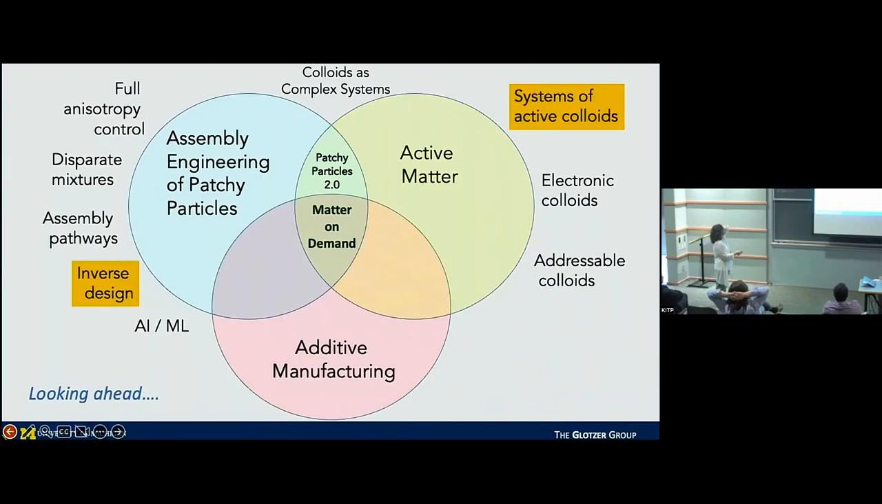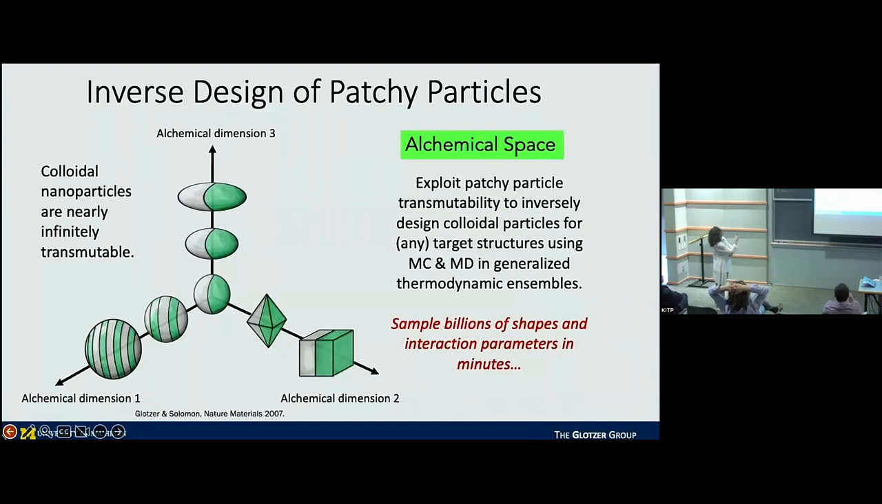So in the spirit of everyone doing vignettes, I'll do two vignettes. One is on inverse design. I want to talk about inverse design. The whole cool thing about patchy particles is that they are in principle infinitely transmutable, right? We can think about any kind of alchemical dimension, whether it's the aspect ratio or the faceting or how the ligands are distributed on the surface or whatever it is. We can think of these things in a continuous fashion. And so that means that we can exploit this transmutability to design particles that will self-assemble into some target structure by just using generalized thermodynamic ensembles.